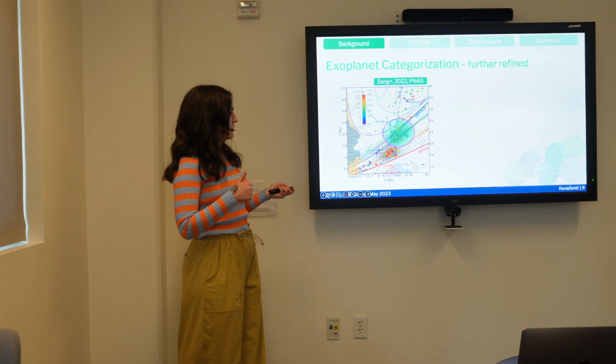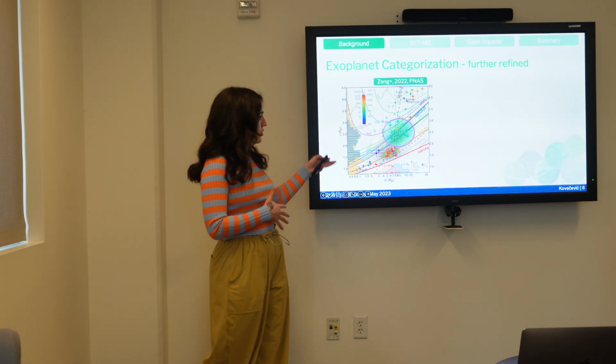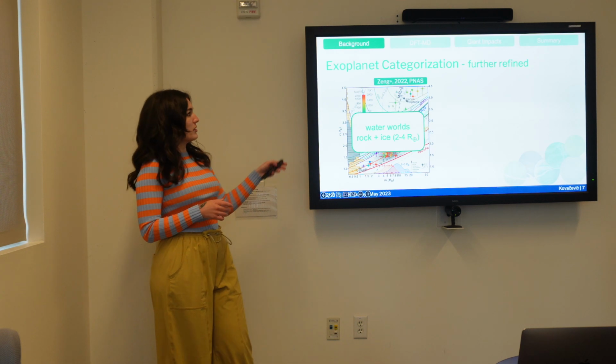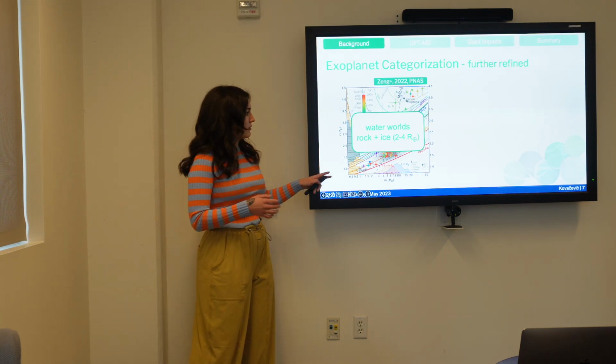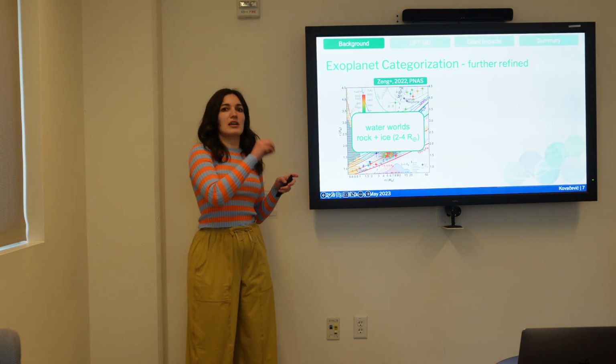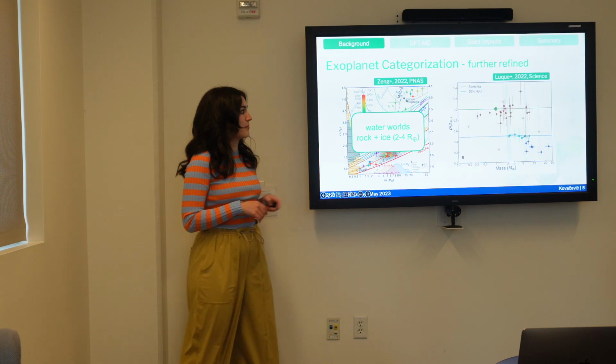We're like, yes, cool. There's other people that aren't just astronomers that are also considering these things and thinking that water worlds exist. So ultimately, Zhang put a category of water worlds where we're going to have planets of rock and icy compositions that range between 2 to 4 Earth radii.